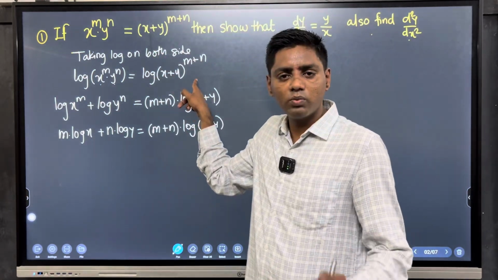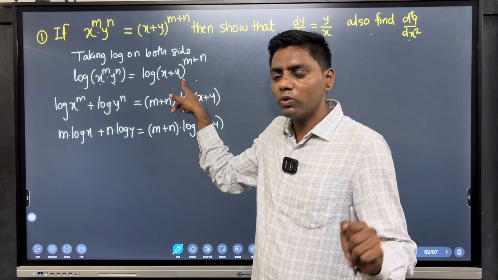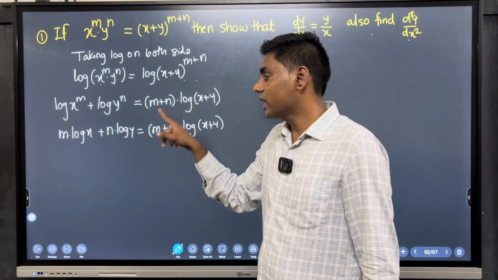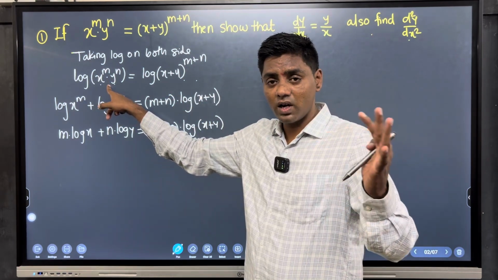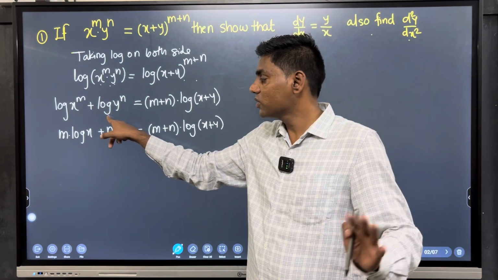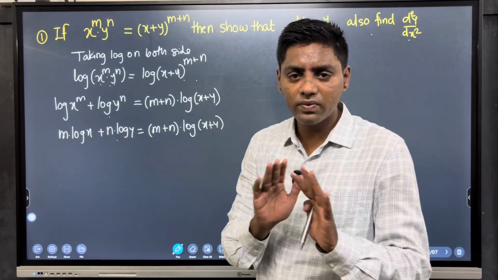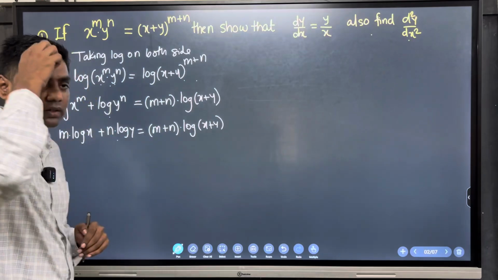We take the log on both sides. After taking log on both sides, here we use the exponential property of logarithm. This is the answer, and now here two functions are in product, so we use the multiplication property, and after using the multiplication property, here we again use the exponential property of logarithm. So now it's very simple, and after that we just take the derivative.